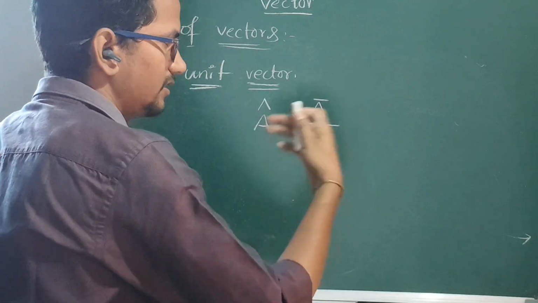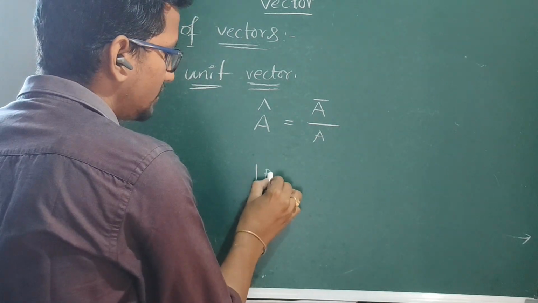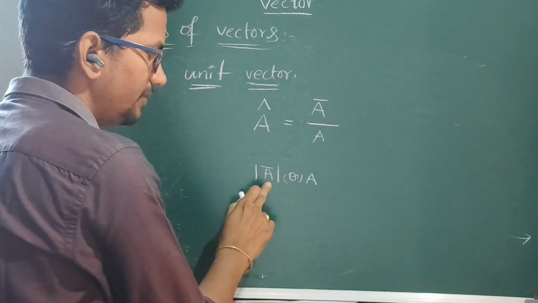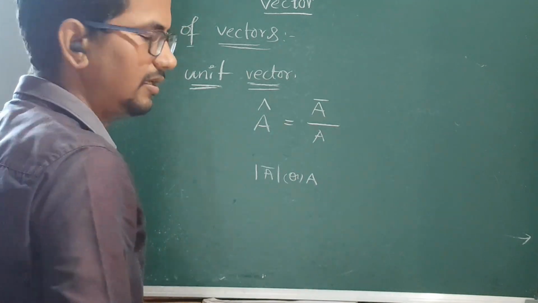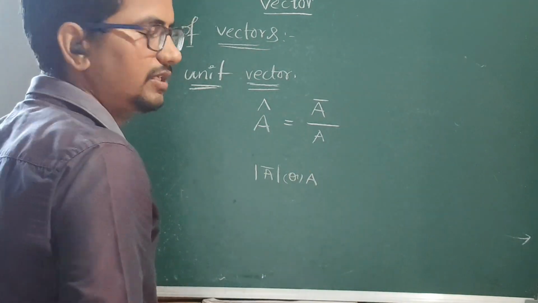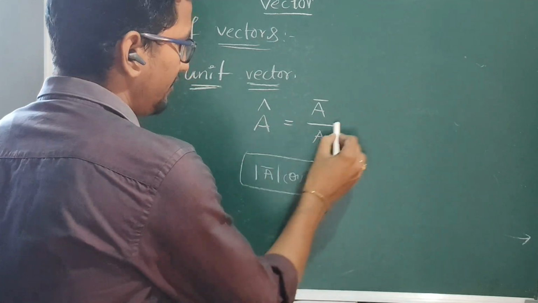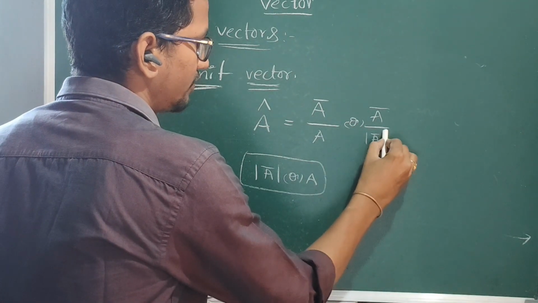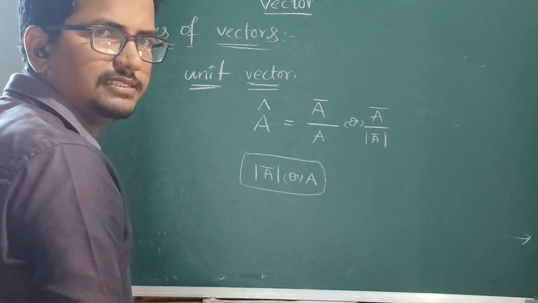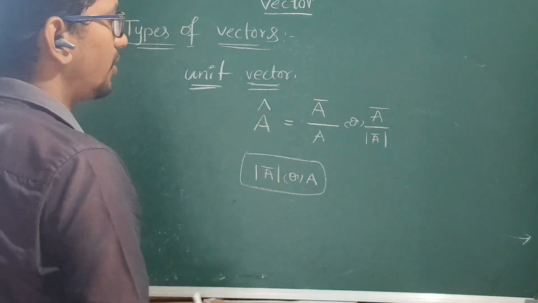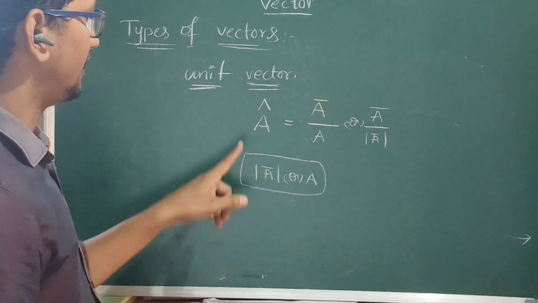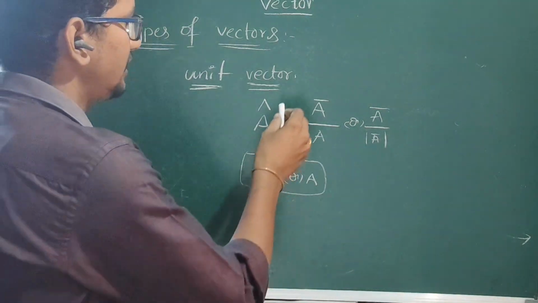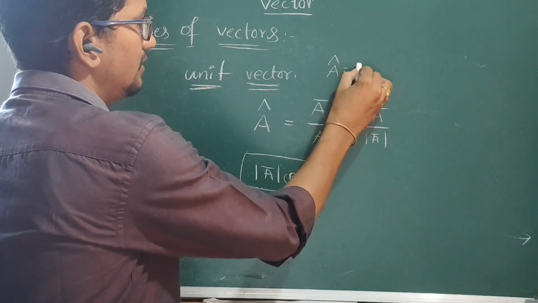A we can write in another way. How can you write the modulus of A bar, or A? Modulus of A bar means it's a magnitude only. A means magnitude only. Those are the same. We can write here A bar by modulus of A bar. Whatever it may be, it is the same. This is the formula for the unit vector. A cap, cap indicating the unit vector whose magnitude is 1. Modulus of A cap is equal to 1.